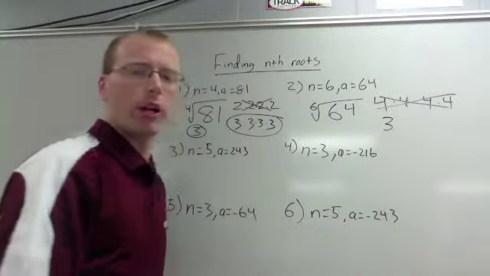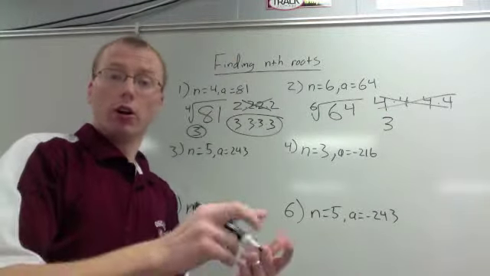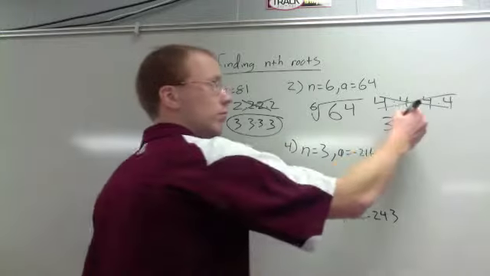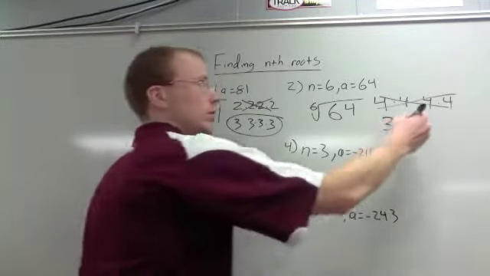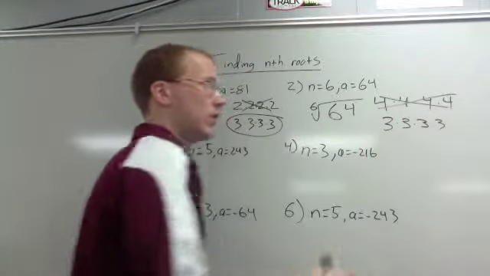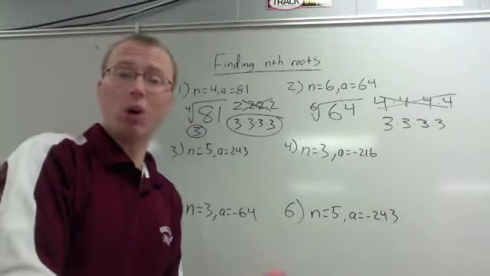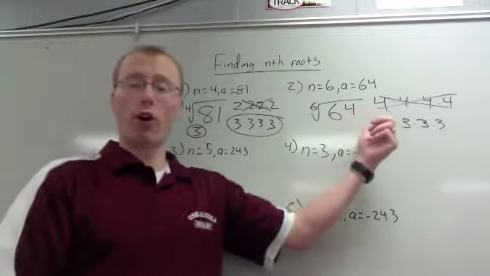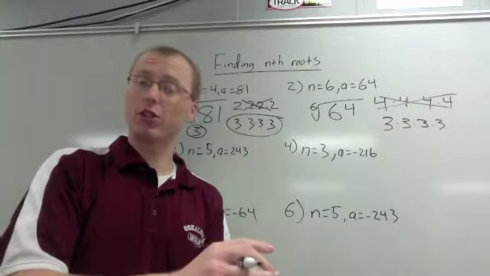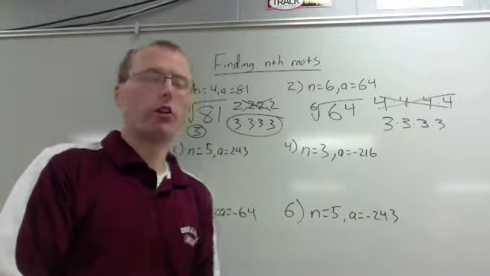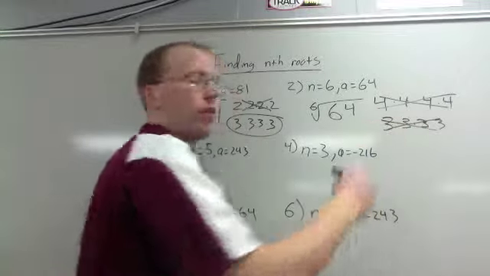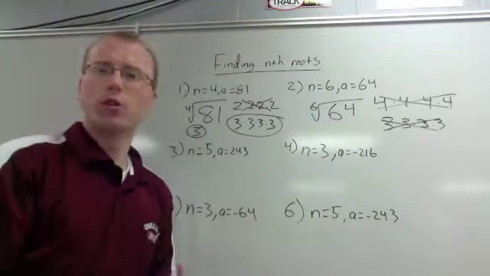Let's try 3. Okay? We know 3 times 3 is 9. Times 3 is 27. Times 3 again is 81. Again, we've gone too far. We've used four threes and are already bigger than 64. So the 3's aren't going to work. So let's go down to 2.